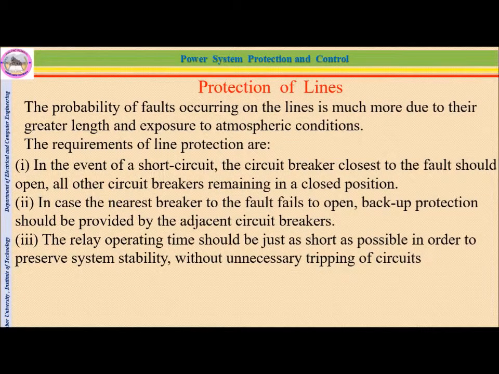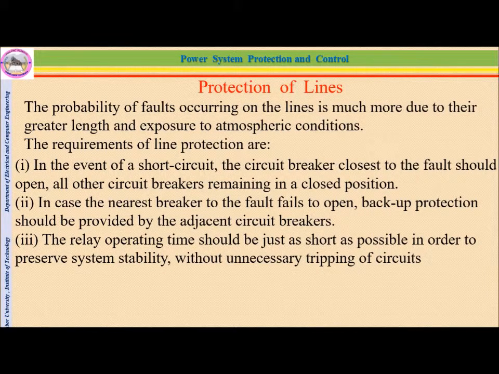Now, the probability of faults occurring on the line is much higher due to their greater length and their exposure to all atmospheric conditions. Due to this reason, the occurrence of faults in transmission lines is more. So the requirements of line protection are: in the event of a short circuit, the circuit breaker closest to the fault should open. All other circuit breakers remain in the closed position. So only the nearest circuit breaker must open when the fault occurs on the transmission line.